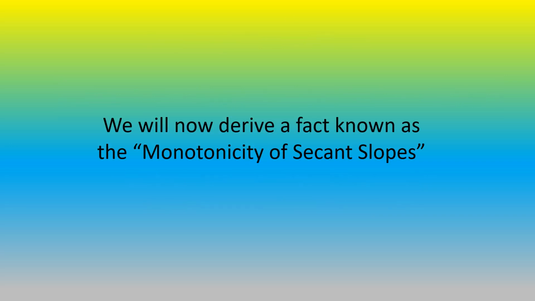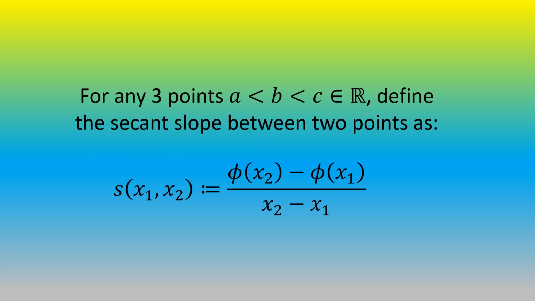Now we may proceed to derive the monotonicity of secant slopes. So for any 3 points, a is less than b, which is less than c, which are real numbers, define the secant slope between any 2 points, like between a and b, or a and c, or b and c, as S of x1, x2 is defined as phi of x2 minus phi of x1 over x2 minus x1.